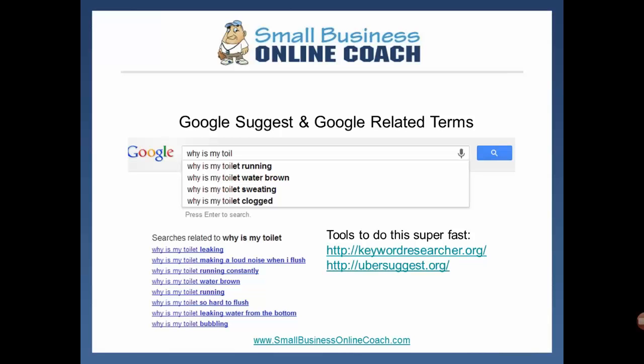Uber Suggest is a free tool that does the same thing, and it mines the data from Google Suggest and Google Related Terms. So I suggest that you use this tool to come up with content ideas and to figure out what kind of keywords and words that you should put on the page.